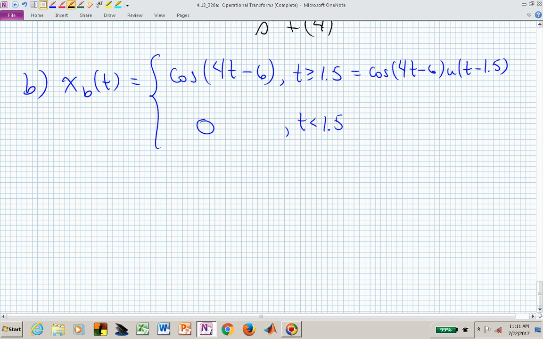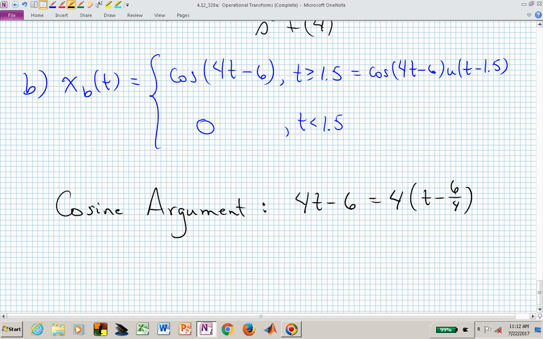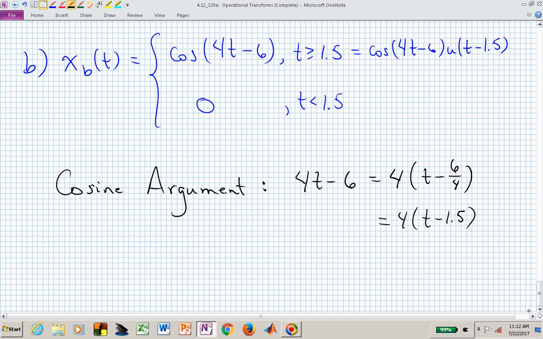Now what do we do? Well, we don't have cosine of 4t. We have cosine of 4t plus or minus some stuff. So let's work with the argument of the cosine and rewrite it in a way that will allow us to connect it with the amount of delay, which in this case is 1.5 units of time. Our cosine argument is 4t minus 6. Let's factor out the frequency from that t so that we have t with some delay amount. So we've factored 4 out of 6, and 6 over 4 is actually 1.5. You can see that I have created this to exhibit a consistent connection between the argument of the cosine and the amount of delay.